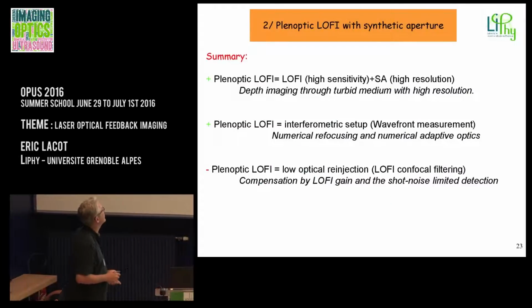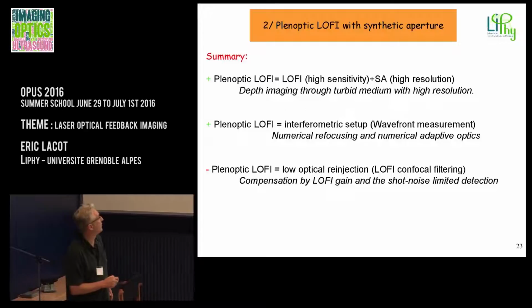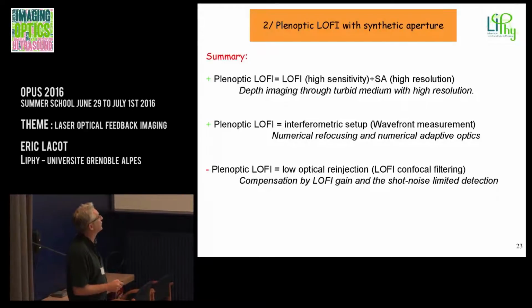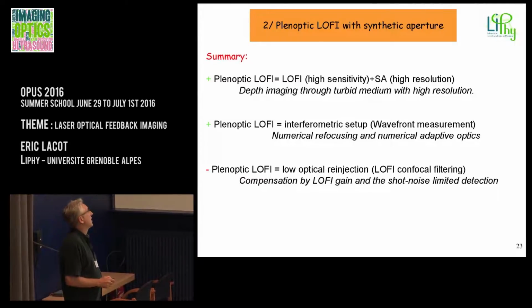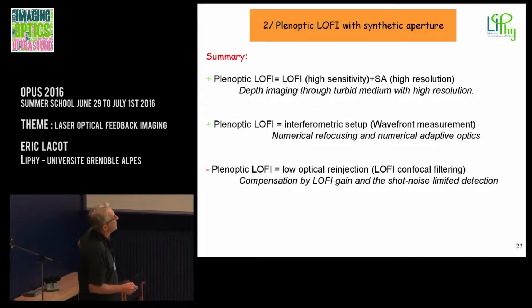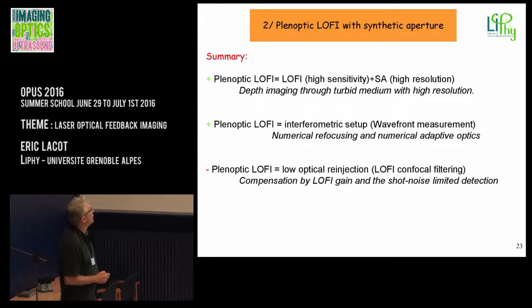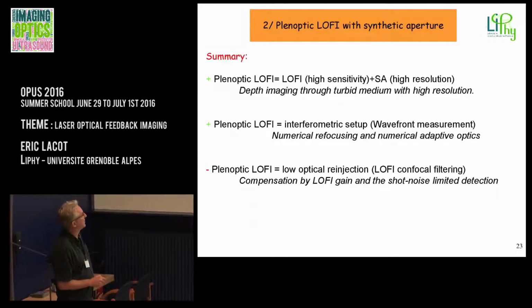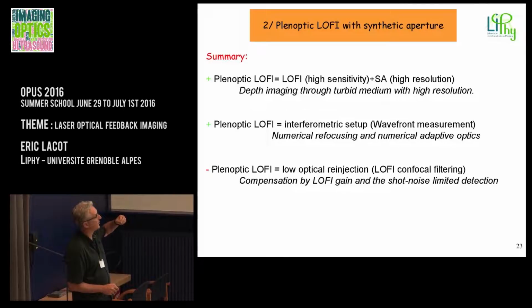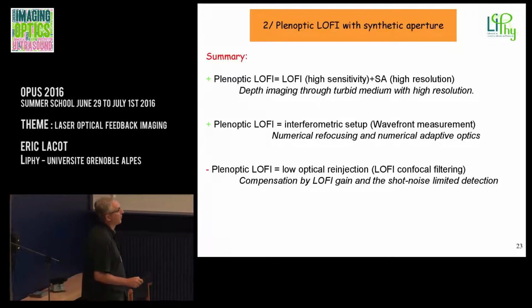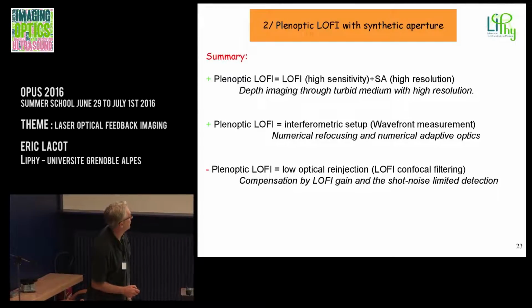So to summarize this part, the synthetic aperture LOFI is simply the combination of the high sensitivity of the LOFI setup and the high resolution of the synthetic aperture imaging. And perhaps it's also depth imaging through turbid media with high resolution. Another advantage is that the synthetic aperture LOFI is an interferometric setup which allows us to record the wave front, and therefore numerical refocusing and numerical correction of aberration are possible.